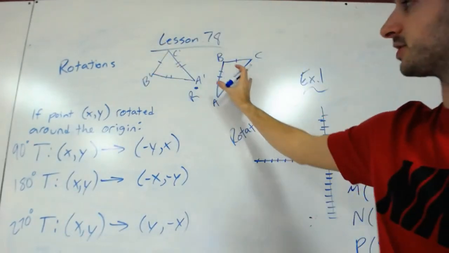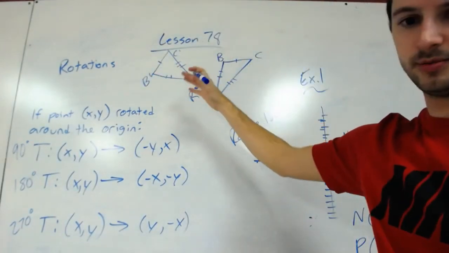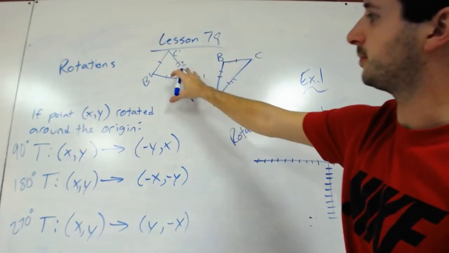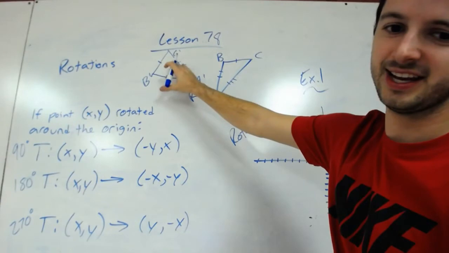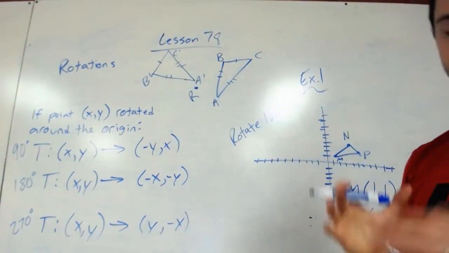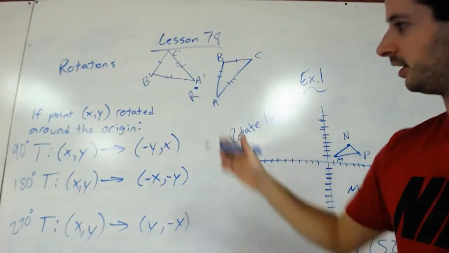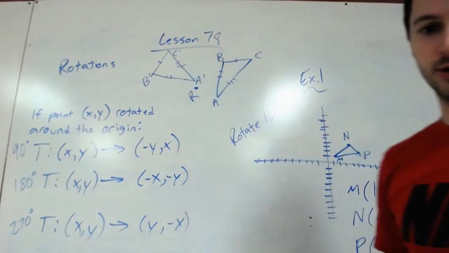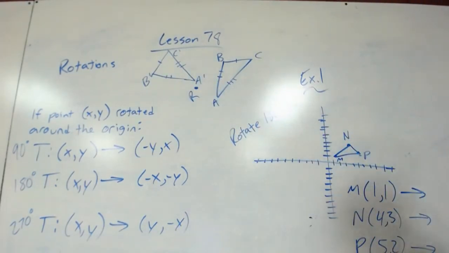I drew it my best, so it's not perfect. But as it rotated, it kept the same size and shape. It stayed a triangle and stayed the same size. And notice I labeled A with a prime, or a tick mark, and B and C also with a prime. So that's just what a rotation is.